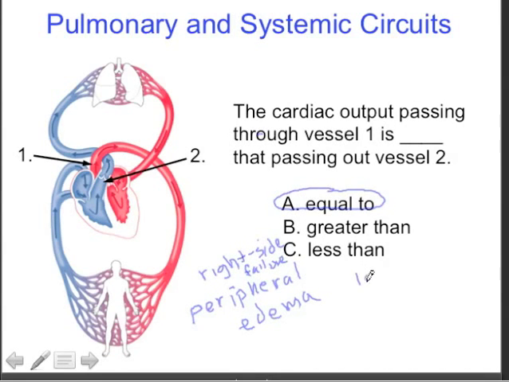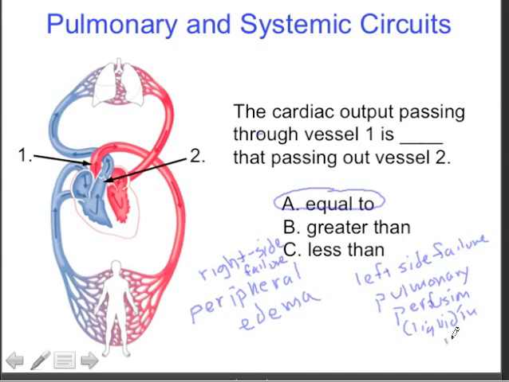If the left side of the heart slows down, you're going to have pulmonary edema. This is basically liquid in the lungs. And the reason for that is that the left side of the heart can't keep up with the right side. What happens is that blood is going to tend to pool in the lungs. The result is that the lungs are going to slowly fill with fluid.